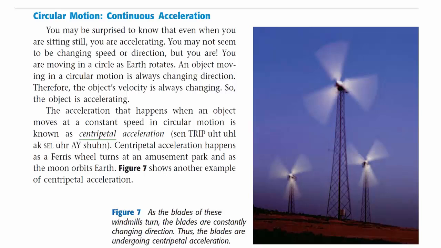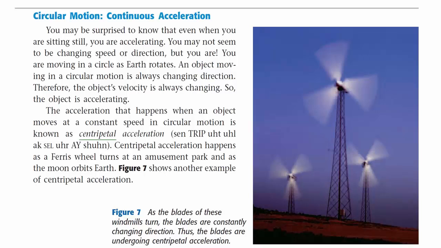Circular motion, continuous acceleration. You may be surprised to know that even when you are sitting still, you are accelerating. You may not seem to be changing speed or direction, but you are. You are moving in a circle as Earth rotates. An object moving in a circular motion is always changing direction. Therefore, the object's velocity is always changing. So, the object is accelerating.